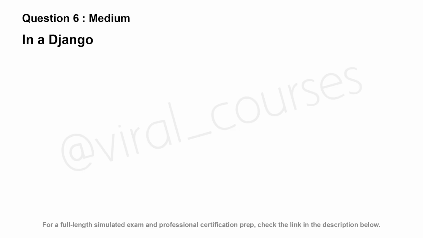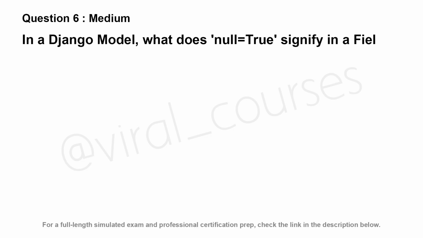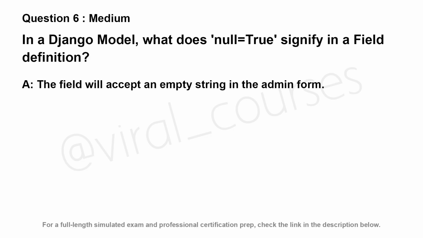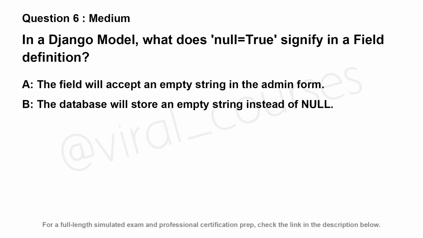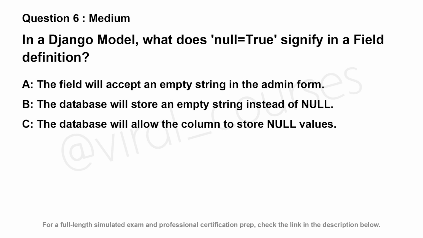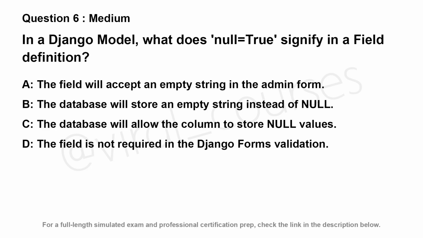In a Django model, what does null equals true signify in a field definition? Option A, the field will accept an empty string in the admin form. Option B, the database will store an empty string instead of null. Option C, the database will allow the column to store null values. Option D, the field is not required in the Django forms validation.